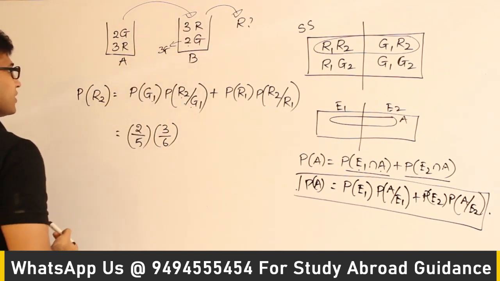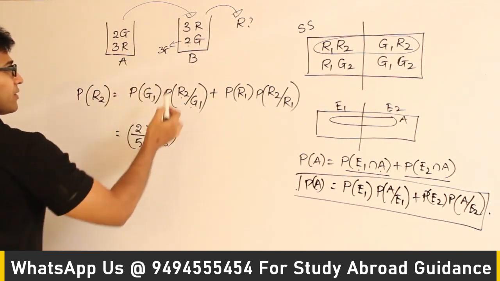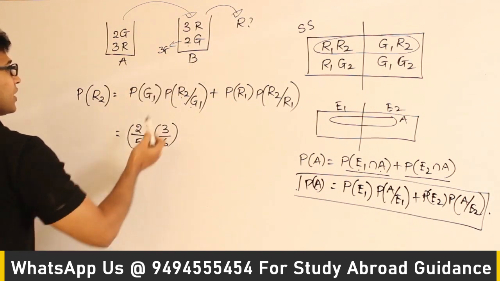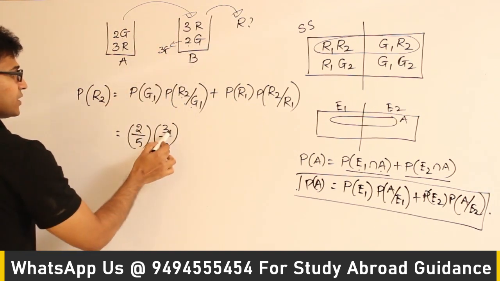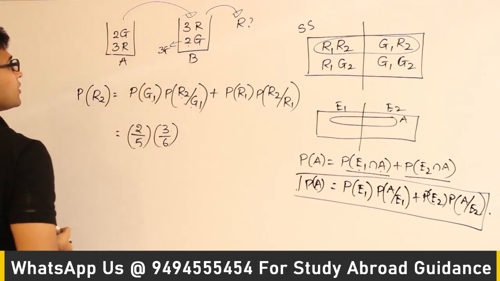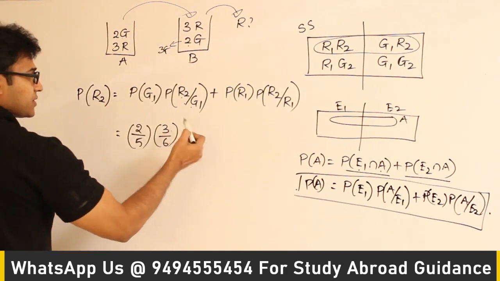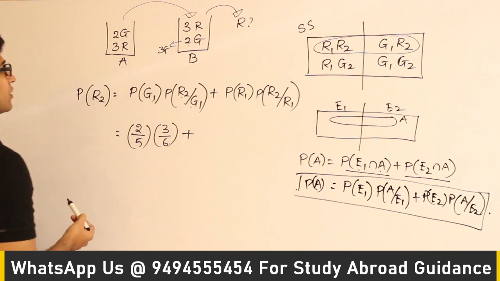Totally 6 balls will be there because one more ball is added and that new ball is a green ball. Therefore, the number of red balls doesn't change. That is 3 divided by the total number of balls, which now will be 6. Got it?